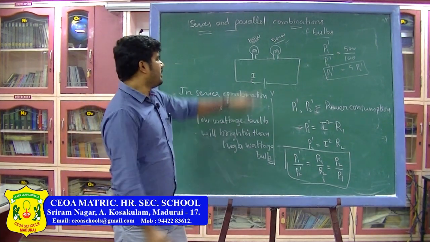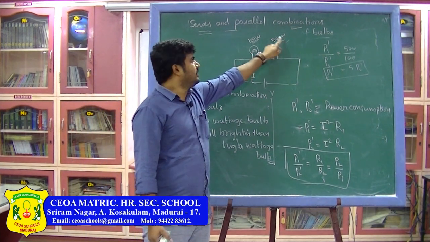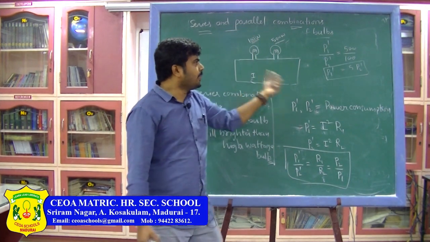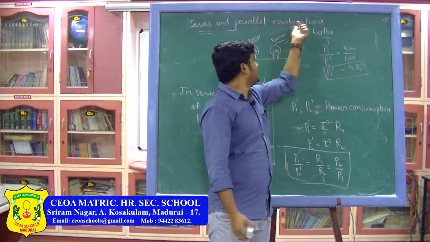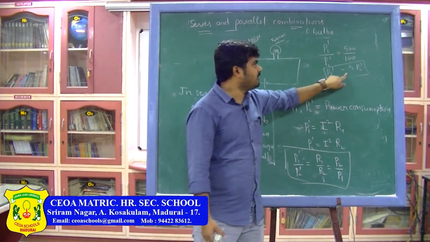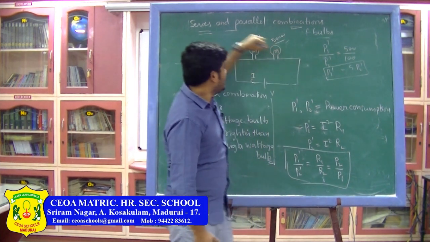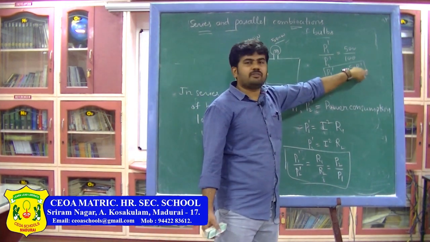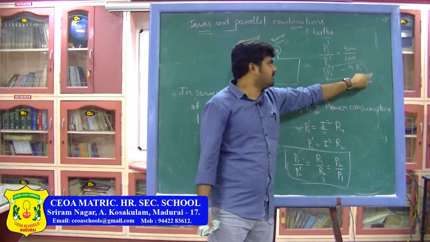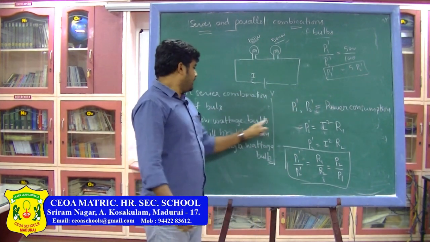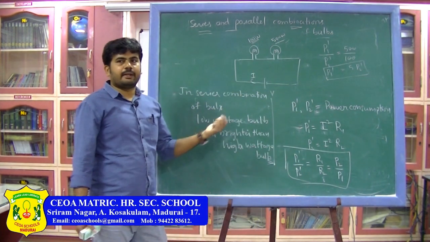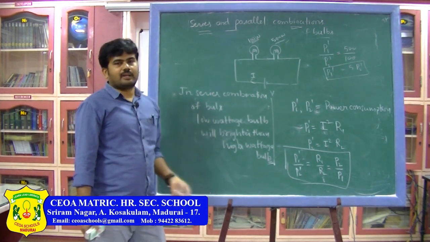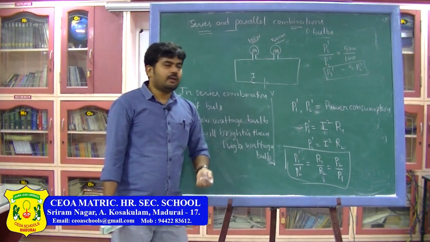So here 100 watts, 500 watts. So here 100 watts bulb will be consuming more energy than the other one, that is 500 watts bulb. So that is what this equation indicates. So P1 dash power, that is energy consumed by the first bulb, is 5 times the energy consumed by the second one. So that is what the conclusion indicates. A low wattage bulb will be brighter because it is consuming more energy per second. So in series combination, that is the conclusion you can give.